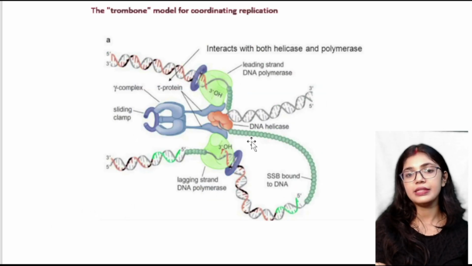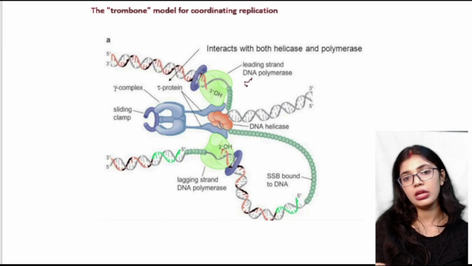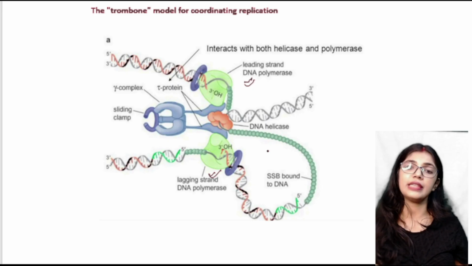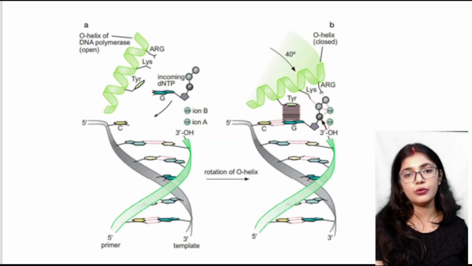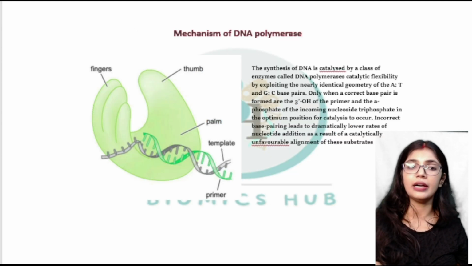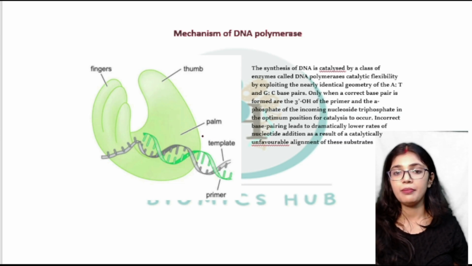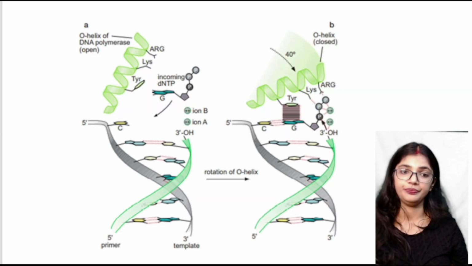Like we can see here how these are working. This is the DNA, and for the synthesis of the DNA, in both the leading as well as the lagging strand, the DNA polymerase works simultaneously. Okay, so here we can see there was a thumb present, as well as fingers, and the DNA was passing through the palm domain.